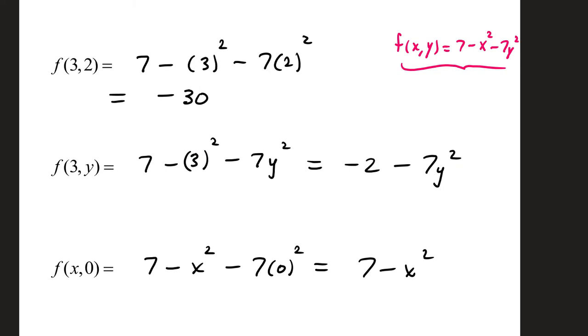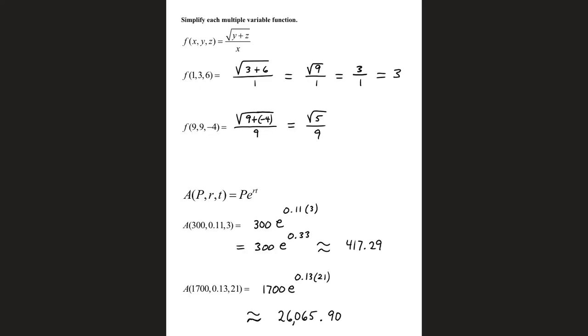In some multiple variable functions, it's important to leave one variable fixed, and you can let the other variable or variables fluctuate. In our last example, we're going to leave x alone, and we're going to replace y with 0. 7 minus x squared minus 7 times 0 squared. That term goes away, leaving us 7 minus x squared.